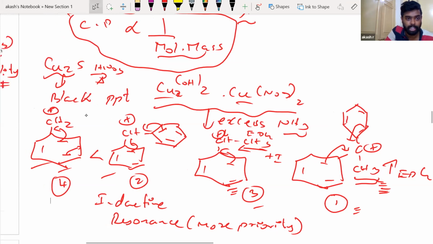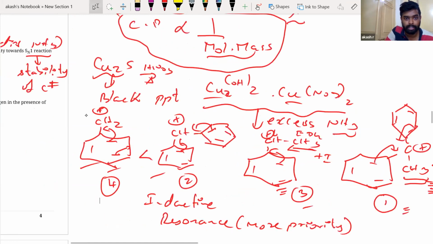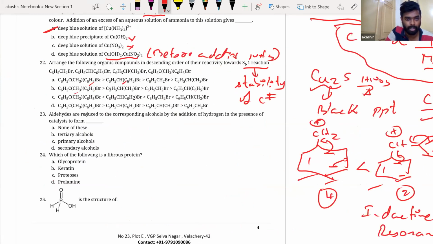CH3, C6H5. No, this is wrong. Where are these compounds coming from? I don't know. This is a printing mistake. This is C6H5, CCH3, C6H5. C6H5 again. A lot of printing mistakes. C6H5, CH, C6H5. Yeah, this is the correct answer.